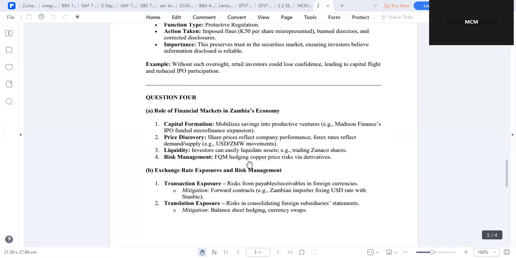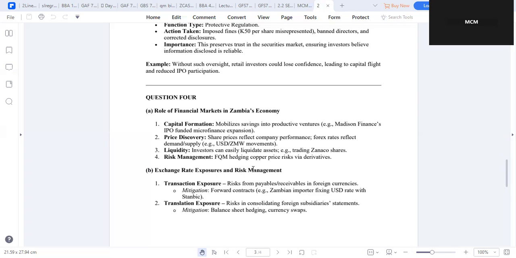So the role of financial markets in Zambia is that of capital formation. So they usually mobilize savings and take them to productive ventures. For instance, Madison's IPO funded microfinance expansion. So these monies were taken to this venture. Then price discovery. So prices will reflect the company's performance. The forex rates will reflect the demand and supply.